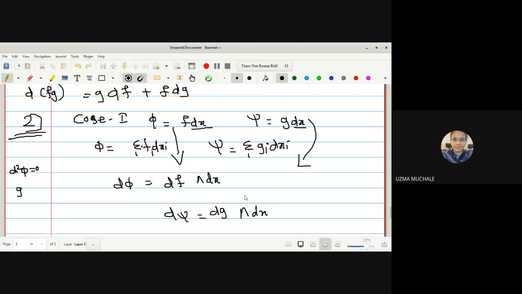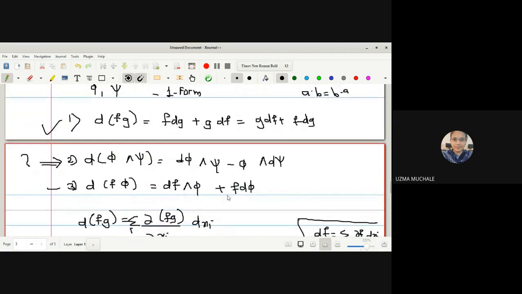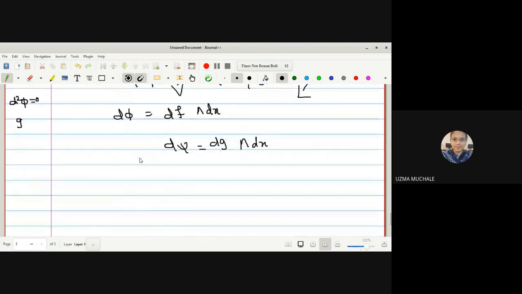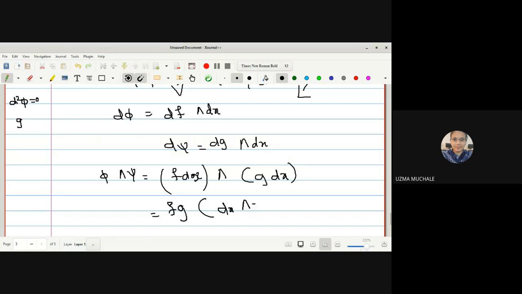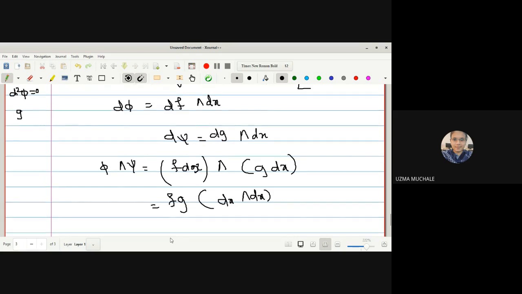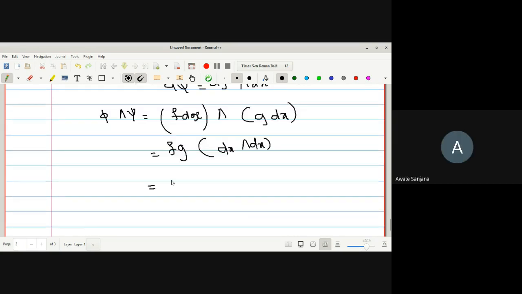Okay, now what is actually our aim to evaluate? d of phi wedge psi. So first we will evaluate phi wedge psi and then we will take d of this. So phi wedge psi is equal to f dx wedge product with g dx. f and g are real valued functions, so I can take them outside. Then dx wedge dx is 0. So we will get phi wedge psi is 0.